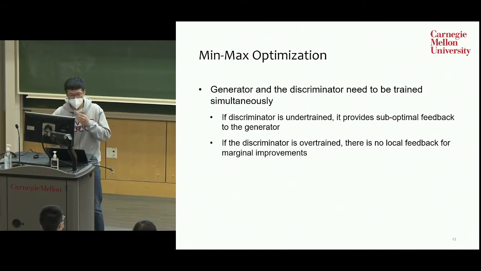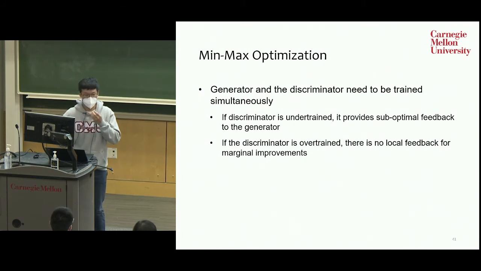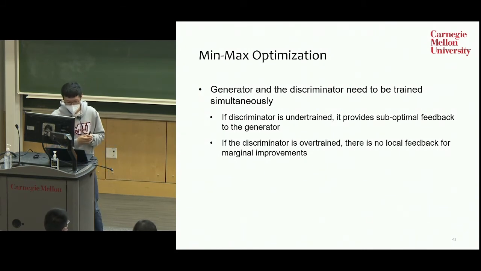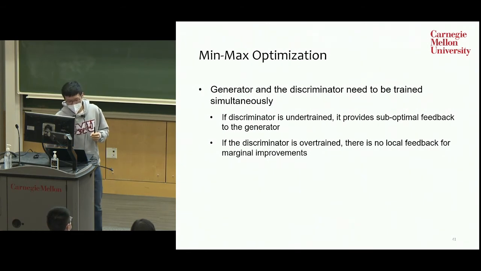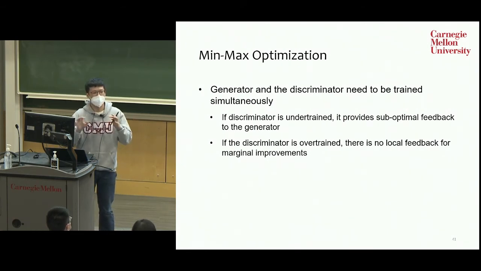And the generator and discriminator need to be trained simultaneously. I think we have known that from the first part of the lecture. So if the discriminator is undertrained, it provides suboptimal feedback to the generator. And if the discriminator is overtrained, then there's no local feedback for marginal improvement.